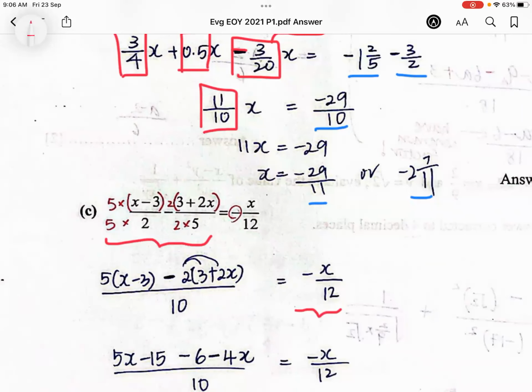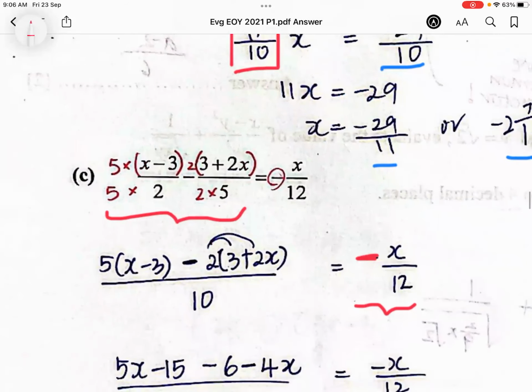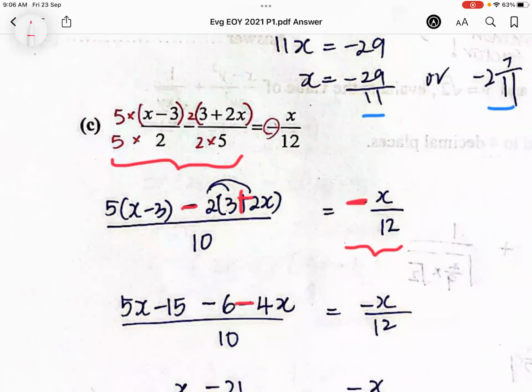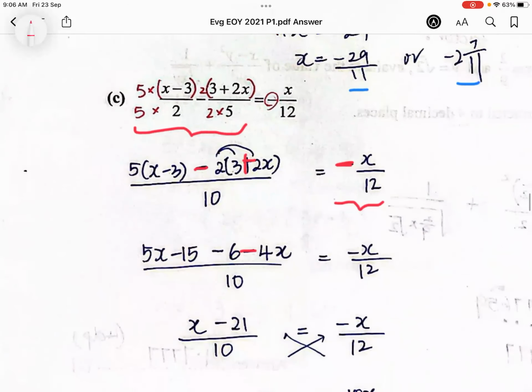The question is, this one is a negative sign. Where does it go to? For me, to be safer, usually if it's in the middle, I just put it to the numerator. Shouldn't go wrong. Okay. Then this portion over here, you multiply by 5, multiply by 2, make sure you expand correctly and multiply correctly. Then you cross multiply and then you solve it.